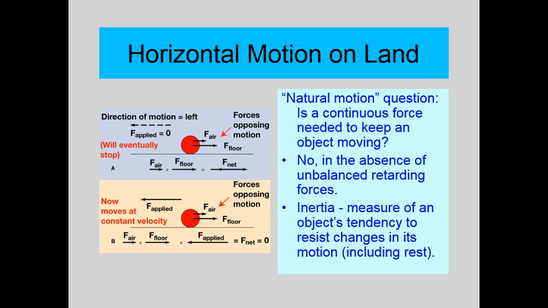Horizontal motion on land. Remember, good old Aristotle said that you have to keep adding a force to keep an object moving horizontally. And most observations would support that. But what he didn't take into account is that there were opposing forces. That's what's slowing the ball down. It's not that you need to keep applying force, it's that there are opposing forces.